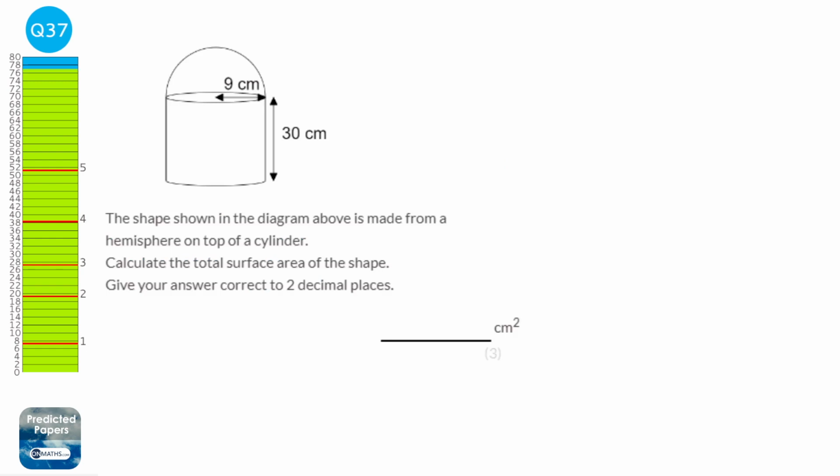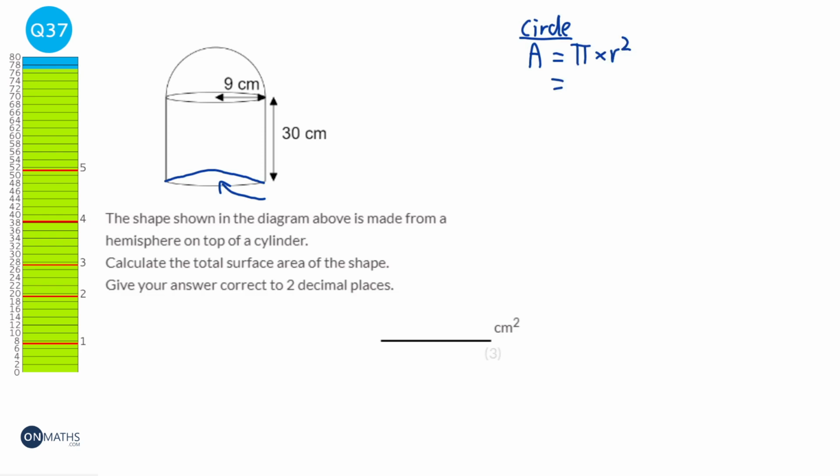So there are three parts that we need to find the area of. We're going to start with the easiest bit first, this circle at the bottom here. Okay, so the circle area is just going to be pi times r squared. And the radius is given to us at the top, which is 9. So it's just going to be pi times 9 squared. And that would be 254.469 blah blah blah. Or we could leave it as 81 pi.